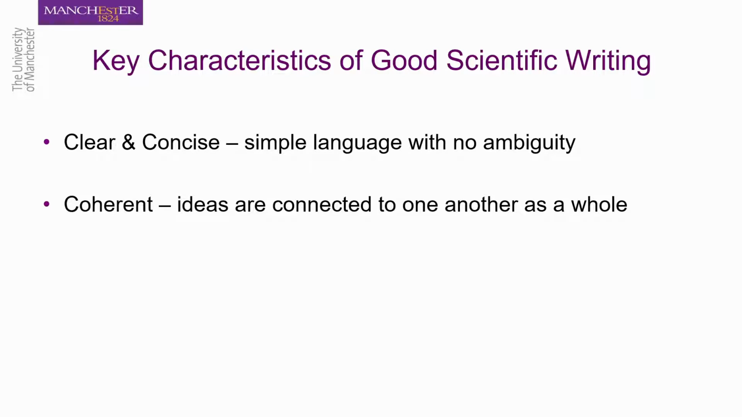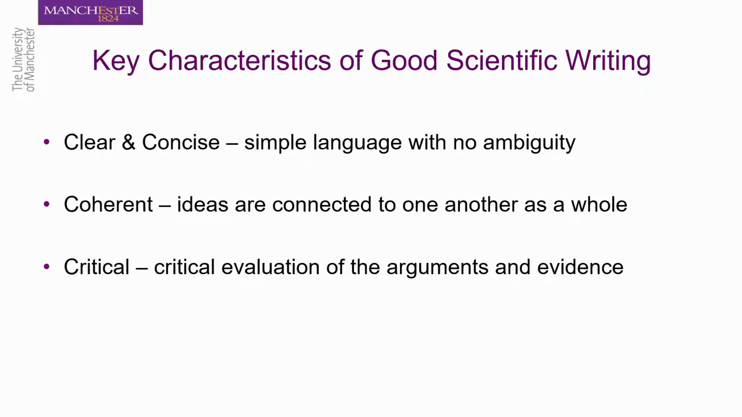Now, lots of times we find ourselves writing excellent paragraphs, explaining things very well on their own, but when you put them together, they can't really connect with each other as a coherent whole. And that's the second level you need to pay attention to: you have to make sure that all the ideas and paragraphs are connected as a coherent whole. And then we go another level up. You have to be critical.